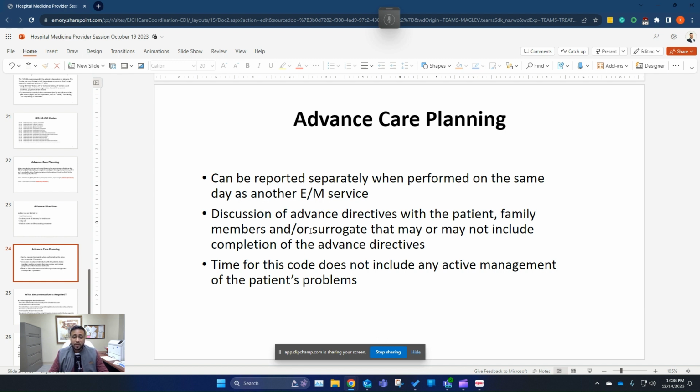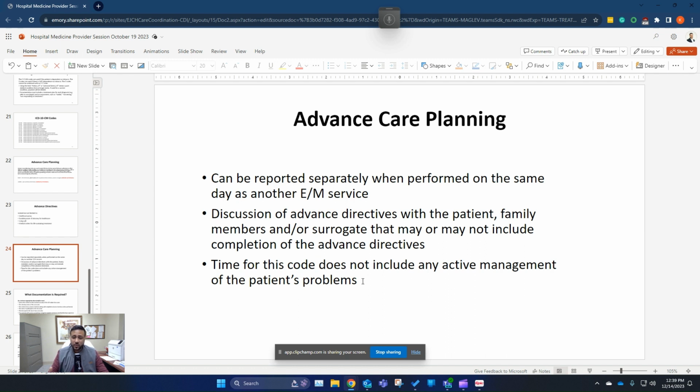And if someone is on speakerphone who's also part of the discussion, that counts because that's still time that you've dedicated to discussing how the patient wants to navigate the healthcare system in regard to DNR, DNI, and what they want medicine to do for them and what they don't want medicine to do for them depending on their situation. So this doesn't include active management of any of the patient's problems. This is separate from the E&M.